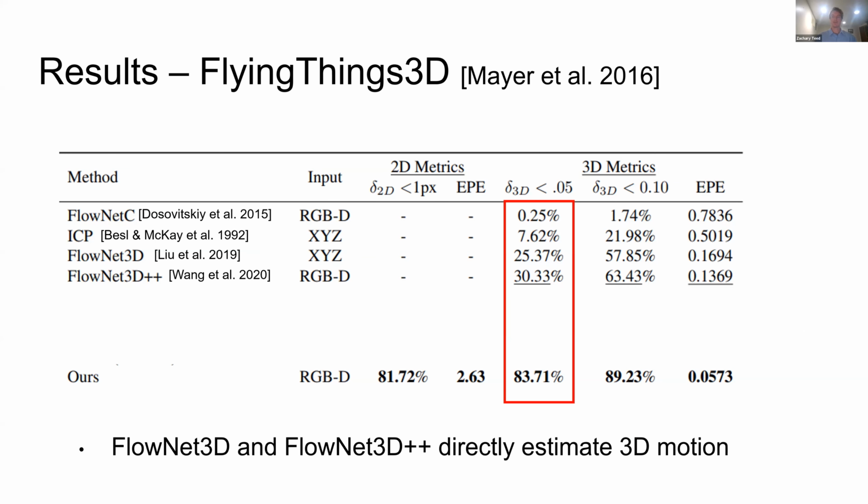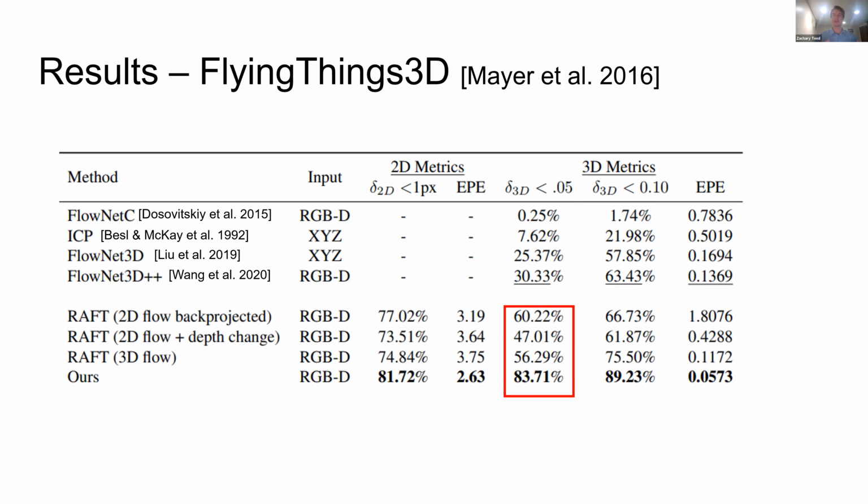So here I'm looking at the results compared to some previous 3D networks for estimating scene flow. Many of these prior networks operate in 3D space, so they're actually trying to predict 3D motion using point clouds as input. So maybe a better comparison is to some of our RAFT baselines.